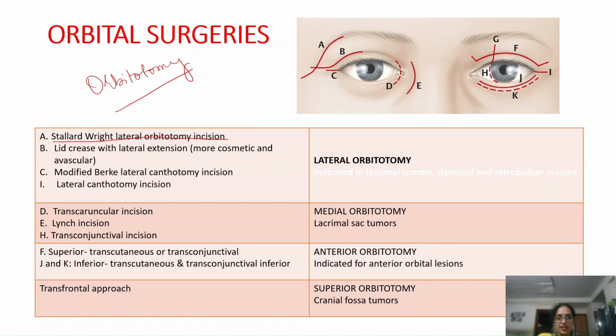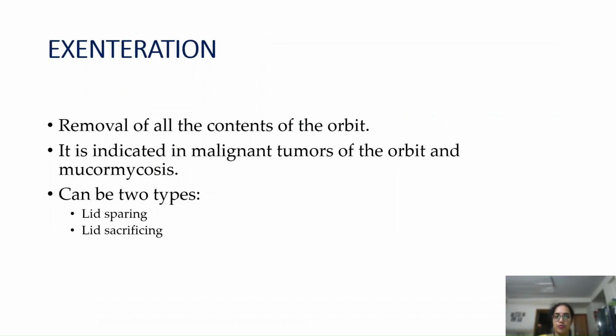So coming to medial orbitotomy, we reserve it for lacrimal sac tumors and DCR. So that is done by a transcaruncular incision like this, or a Lynch incision, or a transconjunctival incision that is shown here, okay, along the limbus. Anterior orbitotomy is indicated for anterior orbital lesions, shown by the superior transcutaneous or transconjunctival incisions, that is F and J and K. So these are along the upper and the lower lids. Then superior orbitotomy is done for cranial fossa tumors through a transfrontal approach.